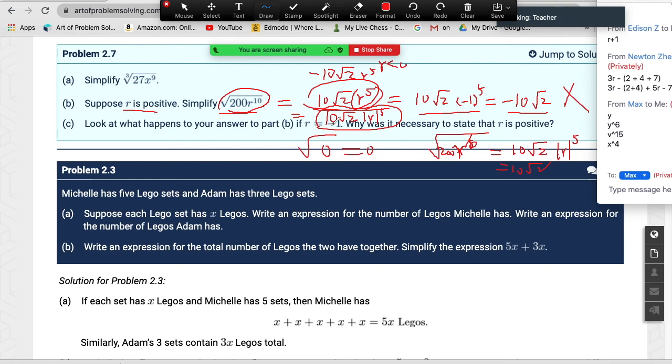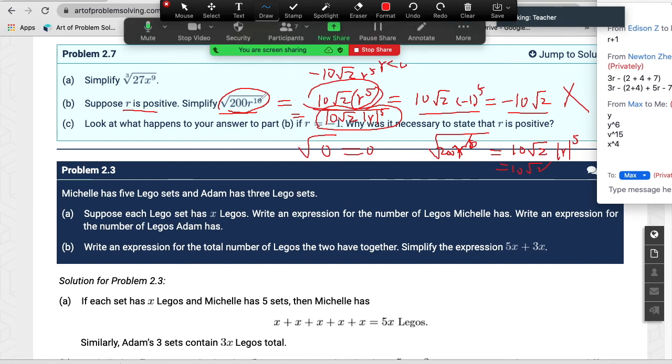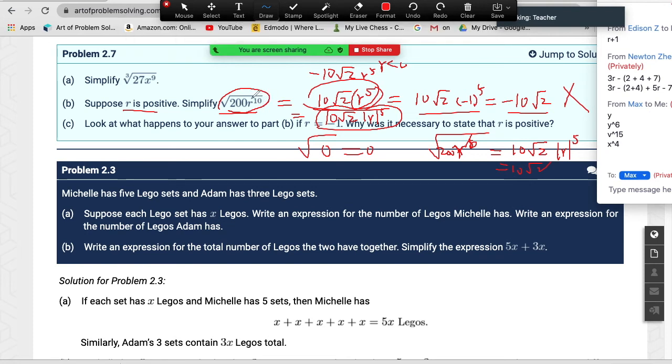The reason is whatever r is, positive or negative, r to the power n, this is an even power, right? So this one is always positive. So 200 times r to the power n, times a positive number, is positive. So the square root of this number is meaningful.